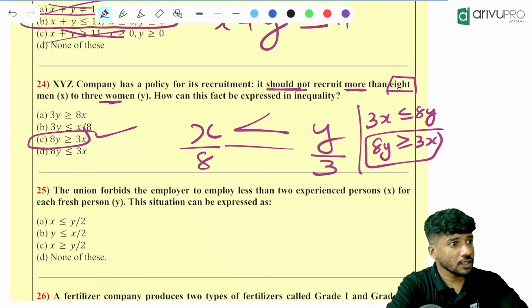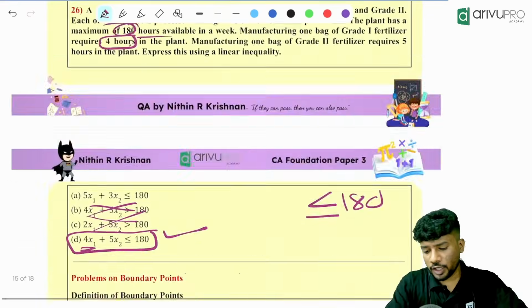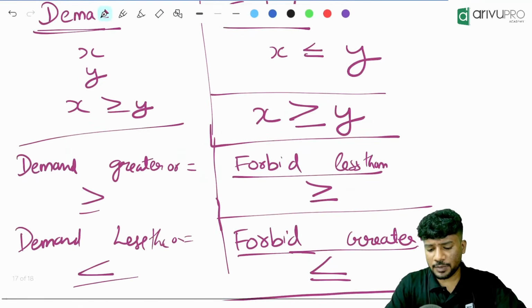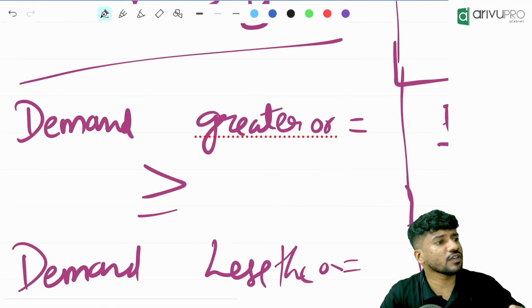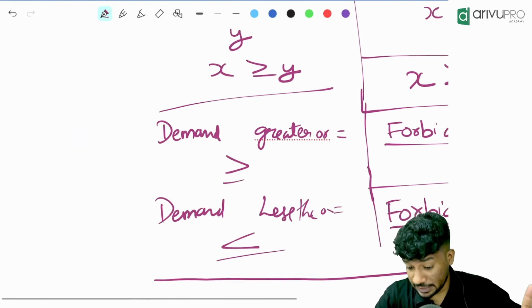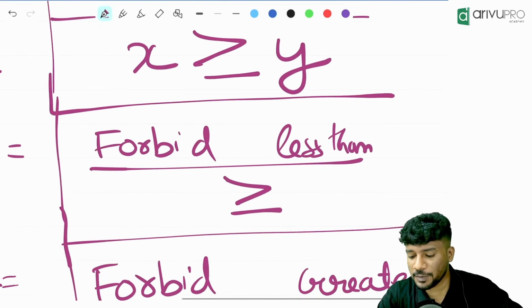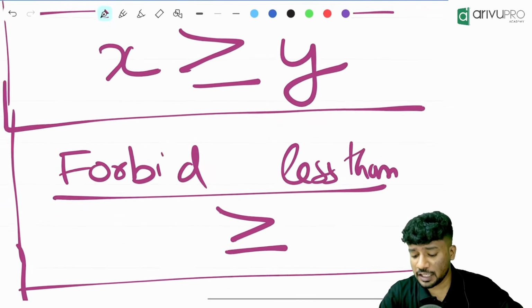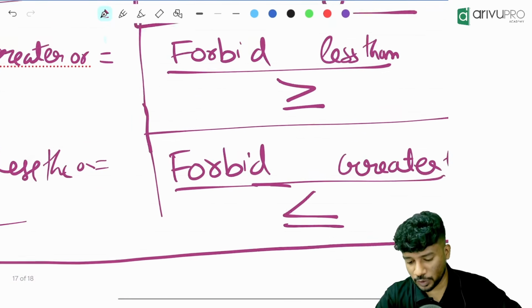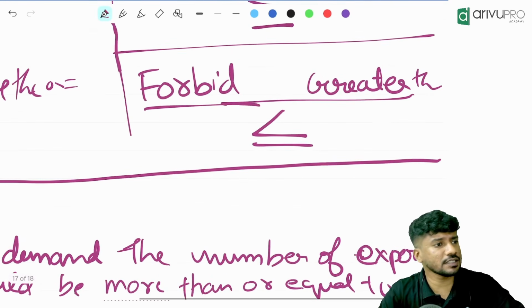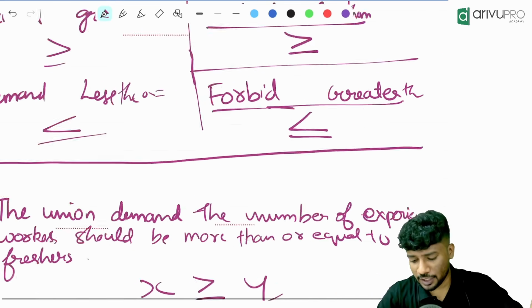Pujita, Sudhi? Yes. So what I said right now, demand means what? Whatever sign is given, we will directly put it. And if they are saying do not, we will take the opposite sign. Forbid means what? If they say forbid and less than, we will take greater than or equal to. If they say forbid and greater than, we will take it as what? Less than or equal to.